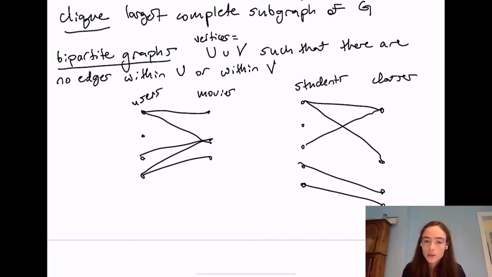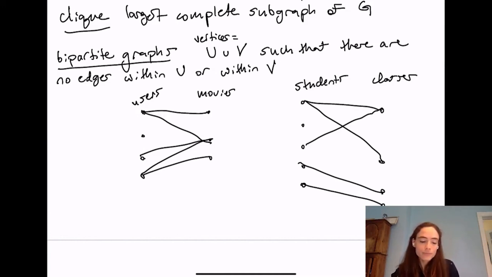So bipartite graphs, again, are useful, kind of similar to trees, because there are many situations in which our data just naturally fits into the form of a bipartite graph. And because they're so specific, many algorithms that would take a long time on arbitrary graphs are a lot quicker and more optimized on bipartite graphs. And again, it's easier to prove things about them.